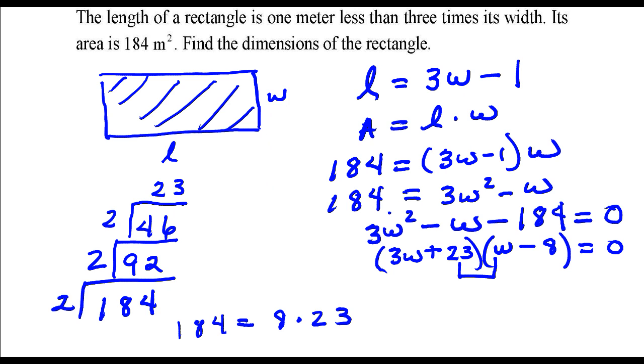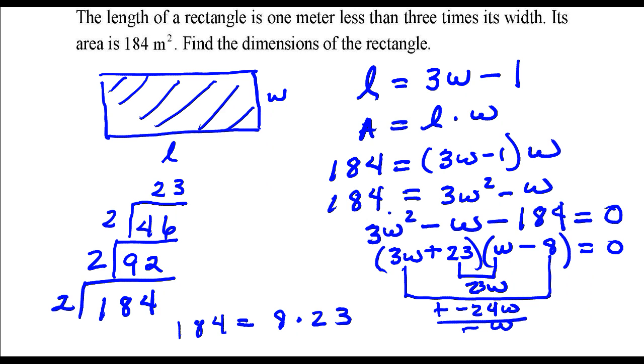So you check the product of the inner two, that's 23W. The product of the outer two, 3W times a negative 8, that's a negative 24W. If you add those together, I get the middle term of this quadratic, which is a negative W. So that just tells me that this is the correct factorization. Now, if those two numbers did not work, then I would go and use some other factors that make up 184.